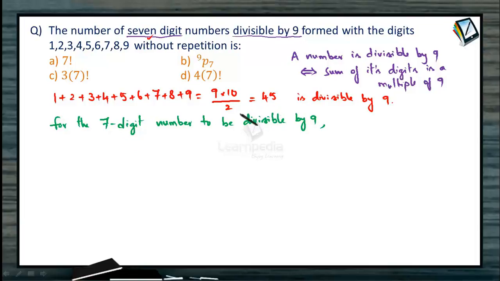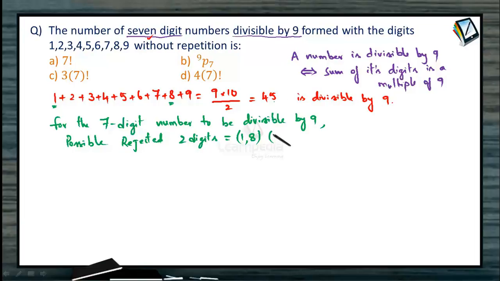Then what are the possible rejected pairs? The 2 rejected digits must be such that their sum itself is divisible by 9. Then only the rest of the numbers will still be divisible by 9. That means they could be 1 and 8. What happens when we reject 1 and 8? The remaining digit sum would be 45 minus the rejected 9, that is 36. Obviously 36 is divisible by 9, right?